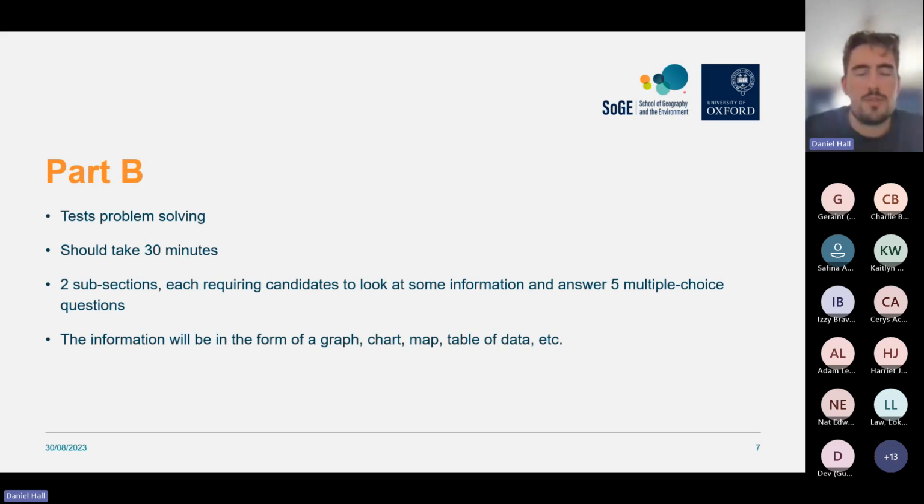Part B tests problem solving, again, should take around 30 minutes, and again, is split into 2 subsections, each requiring candidates to look at some information and then answer 5 multiple choice questions. This time, though, the information, rather than a written passage, will be in the form of a graph, a chart, a map, a table of data, something like that.